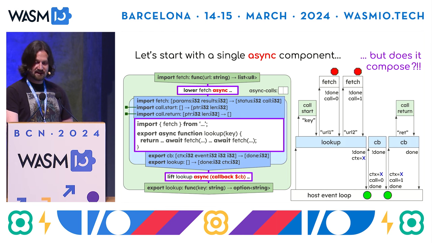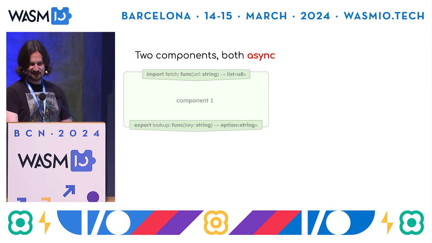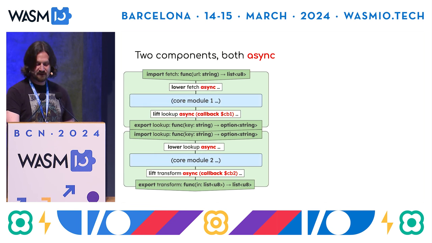But we always have to ask, does it compose? So let's now consider two components in the case where they're both async. We'll start with a component the same shape as the last one, and link in another component that imports that lookup and exports a transform function. And it's all lifted and lowered with async.